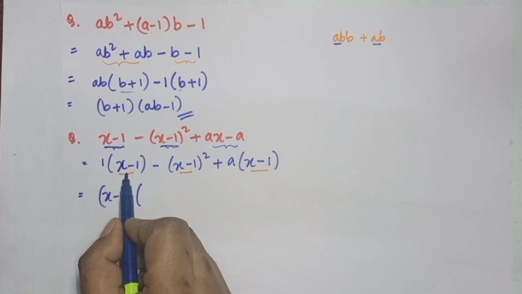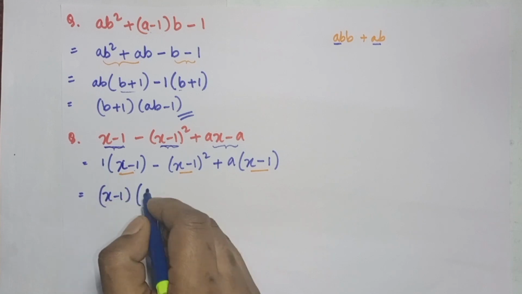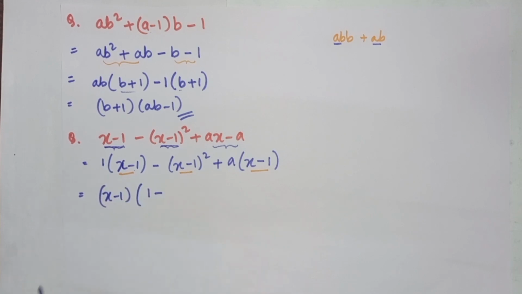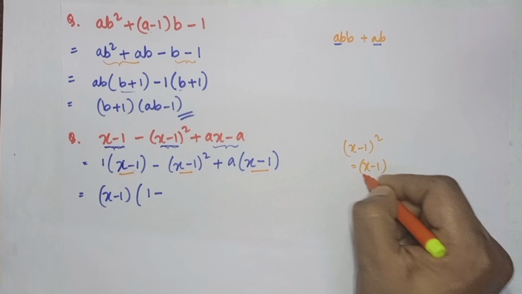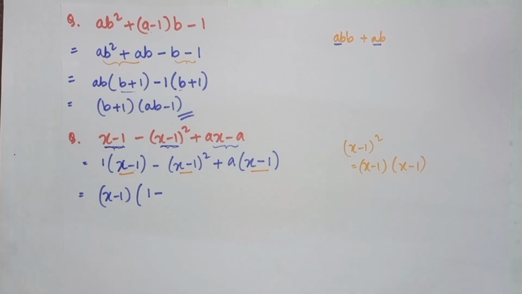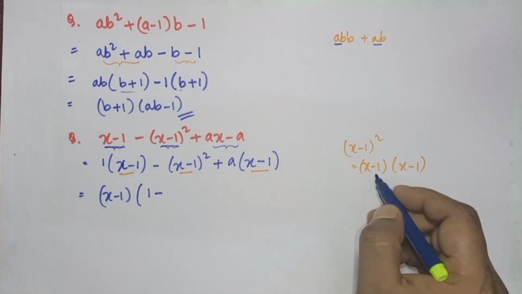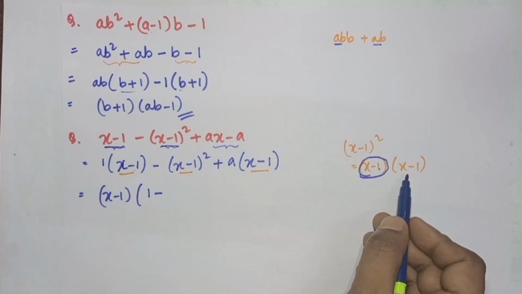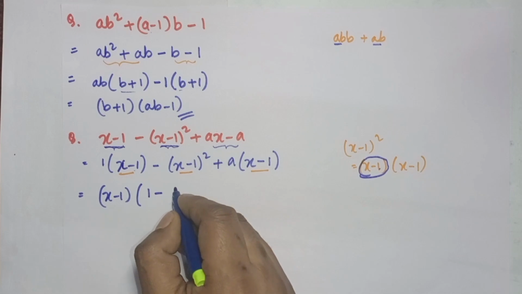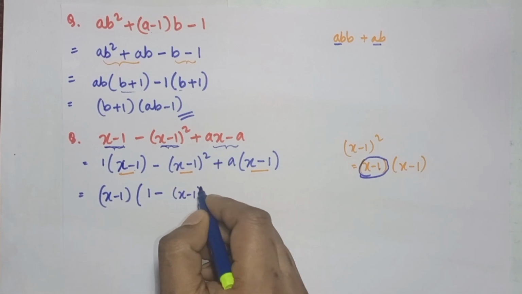So x minus 1 already I have taken out. What is left over? 1 minus. Now x minus 1 whole square means x minus 1 times x minus 1. Already one I have taken out outside, so what is left over is x minus 1. But this you have to write in bracket. Always you have to write in bracket.